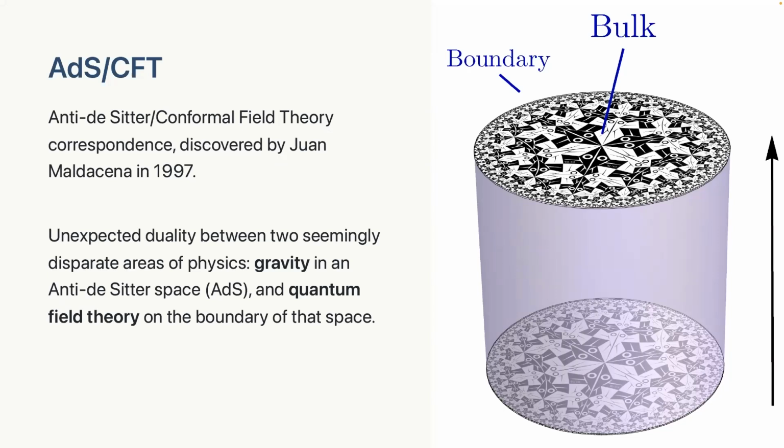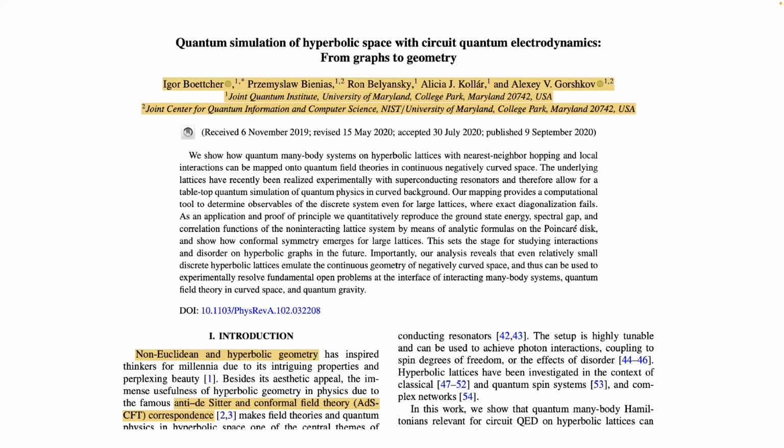That's important because we have people working on these things. In fact, Alicia Kollár, who is part of the MathQuantum effort, creates hyperbolic lattices in the lab using hyperbolic geometry. With such hyperbolic lattices, you can make lab experiments that test certain predictions of this anti-de Sitter conformal field theory correspondence. So some of the motivations for doing these things come from that.